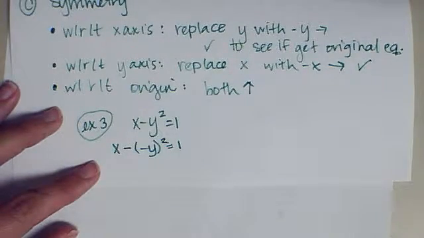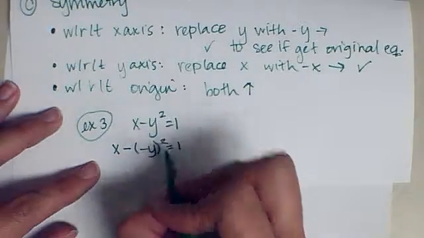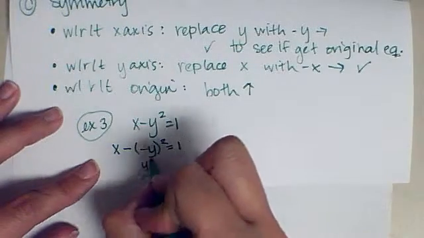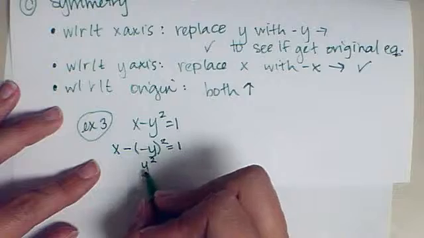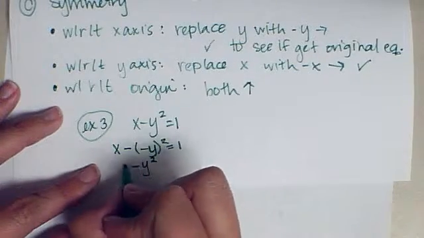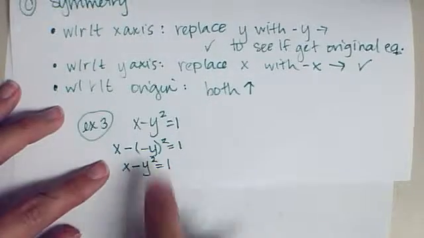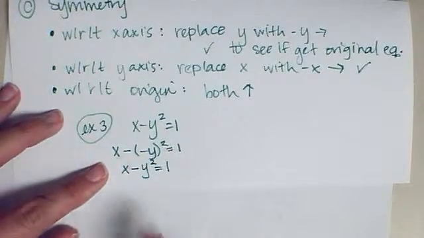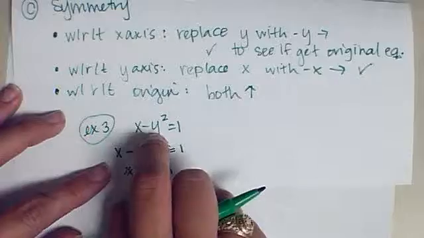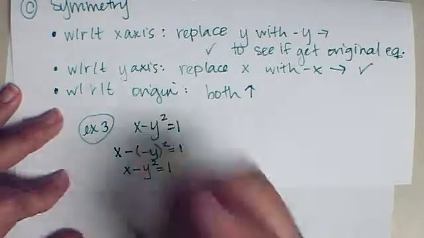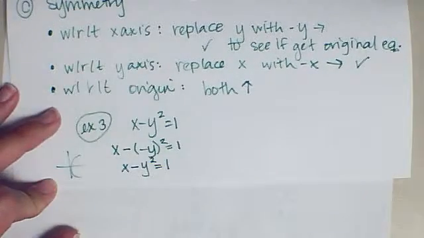If I take negative y and follow the order of operations, I have negative y squared, which is just y squared, because a negative y times a negative y is a positive y squared. And I can copy everything else down around it. Now this is exactly the same as the original, so there is symmetry with respect to the x-axis for this equation, meaning it is symmetrical around the x-axis, like so.